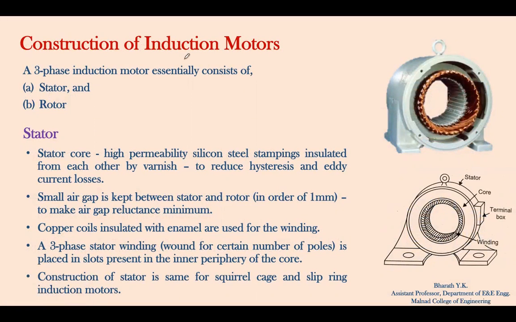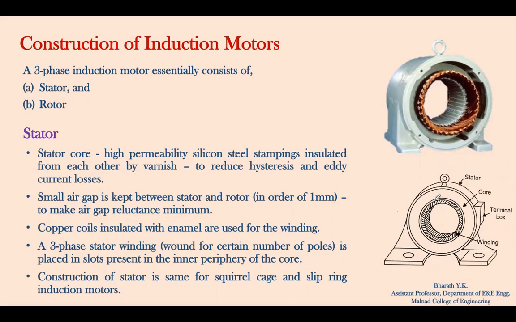With respect to the construction of induction motors, a three-phase induction motor essentially consists of a stator and a rotor. For the construction of stator, high permeability silicon steel is used to reduce hysteresis loss, and the core is made up of thin silicon steel laminations or stampings which are insulated from one another by varnish to reduce eddy current loss. A small air gap is maintained between the stator and rotor, which is in the order of 1 mm, to make the air gap reluctance minimum. Reluctance is the opposition to the flux.